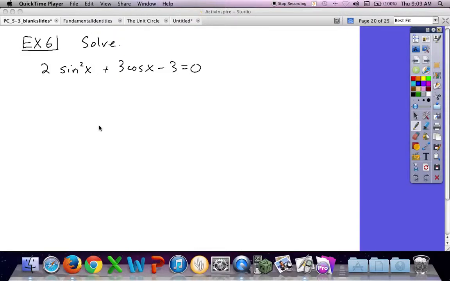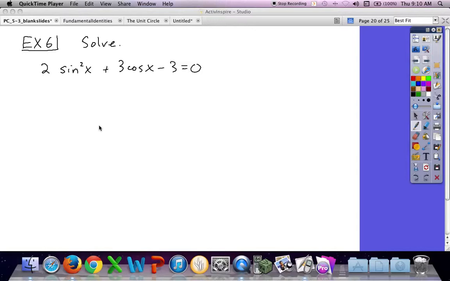This looks like a quadratic too, right? But what's different about this one from the other one? It's got two different trig functions, right? So we need to make it all one trig function. Which is the identity we're going to use that will help us convert one of those to the other?